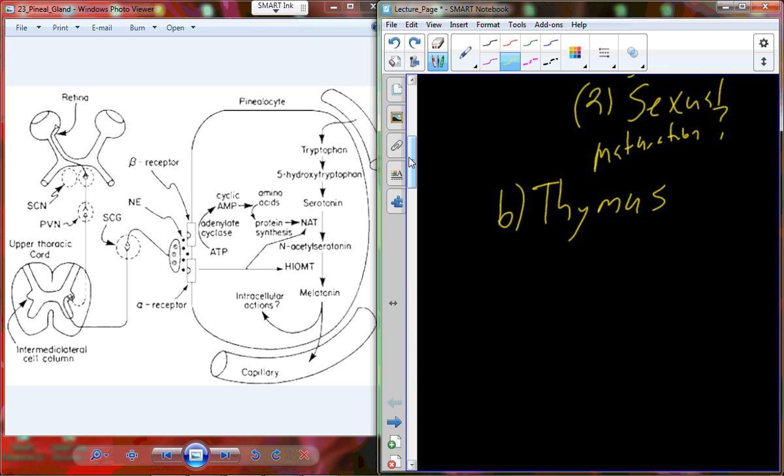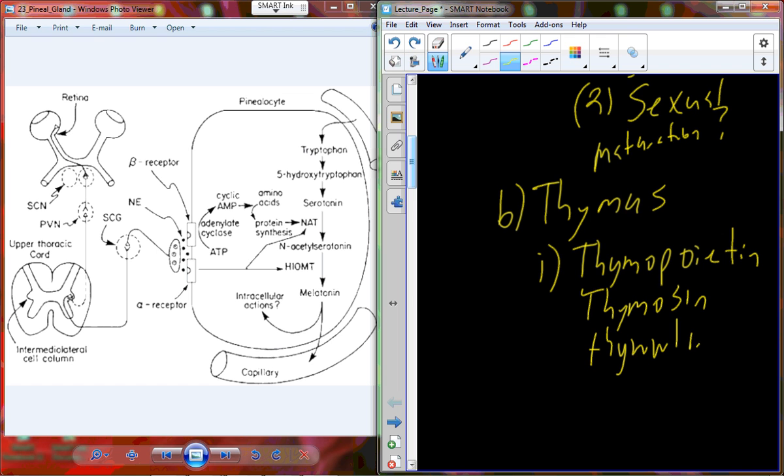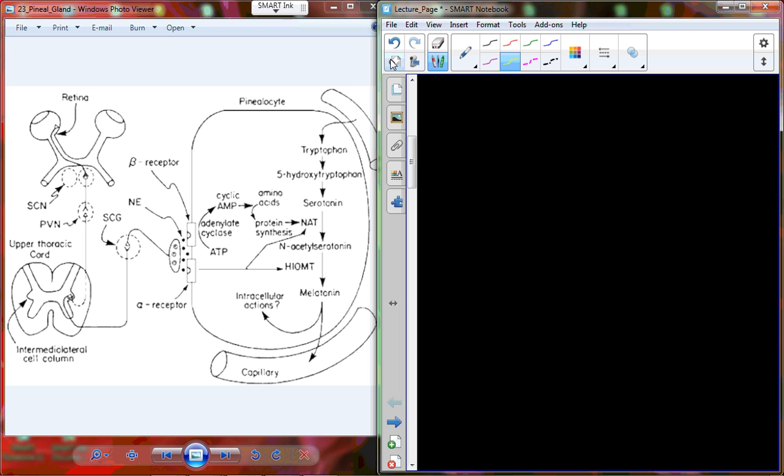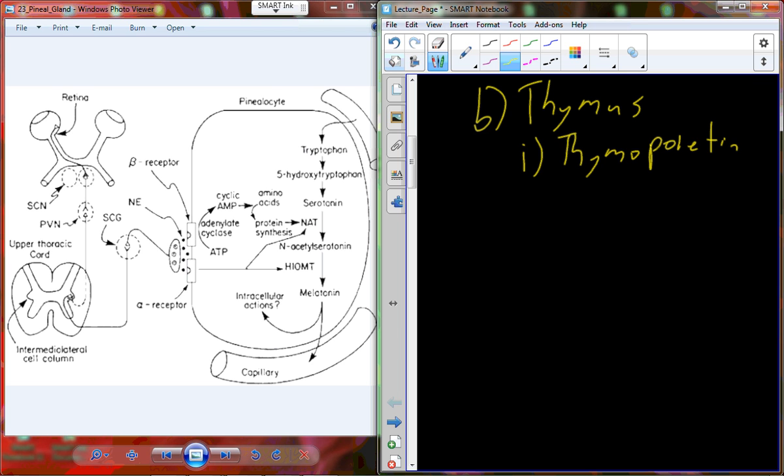The next gland I'd like to hit on here is the thymus. The thymus produces three hormones: thymopoietin, thymosin, and thymolin.